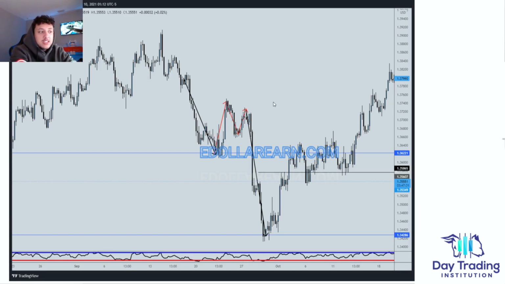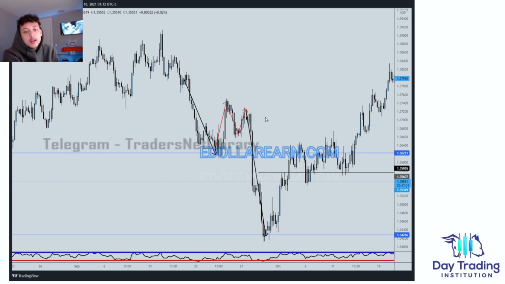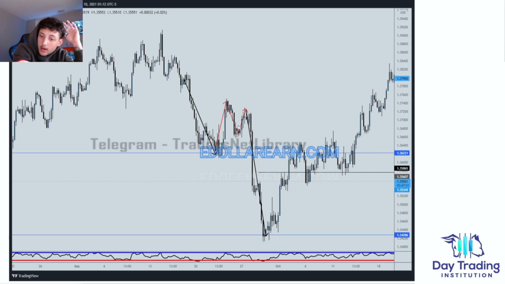So here's an example of a complex pullback where you see price go to the downside here, a pullback, a move down, a pullback again, and then the real extension to the downside plays out right after. And typically this is what a complex pullback is going to look like. This is a little bit of a different complex pullback than the ones you'll normally see, but it is an example of a complex pullback.